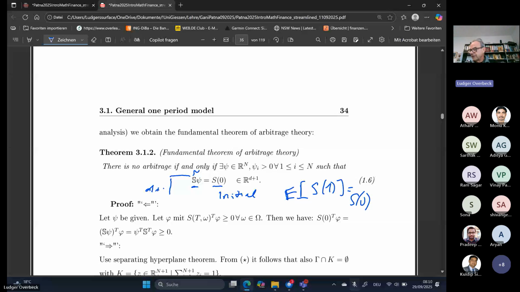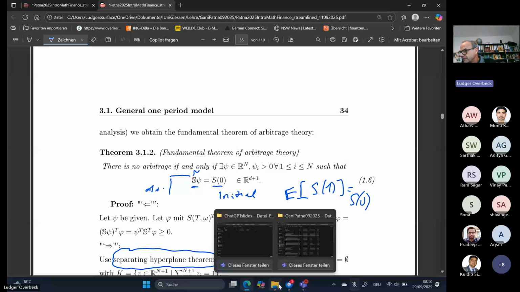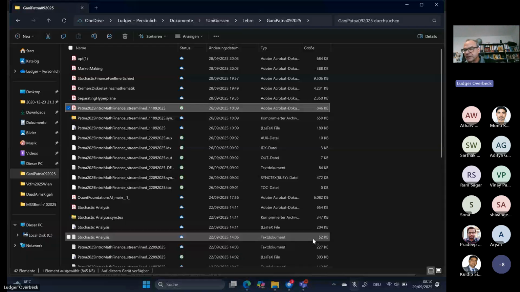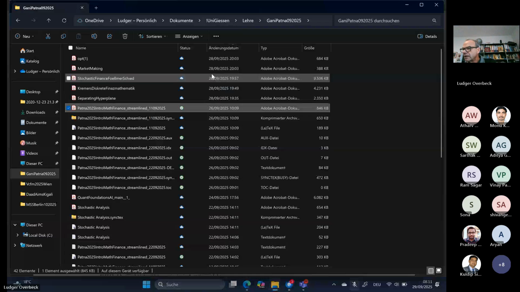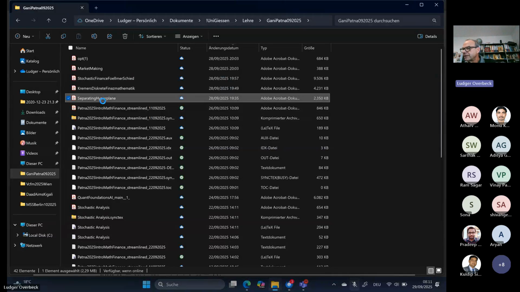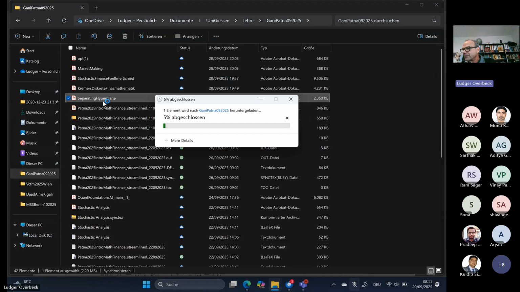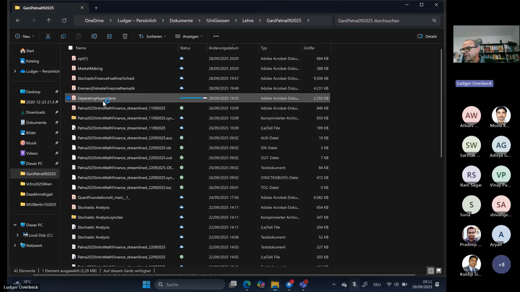Okay. So I want to show you the picture which is used, namely the picture for the separating hyperplane theorem. So let me just look for a moment whether I find it also here. Should be this picture. I try to draw a picture for you.